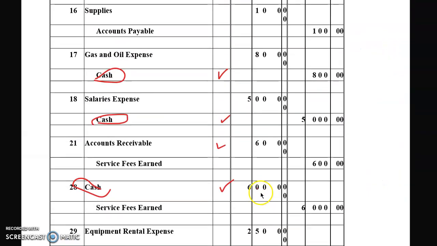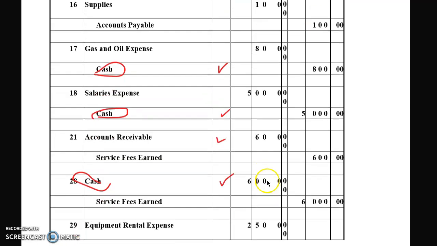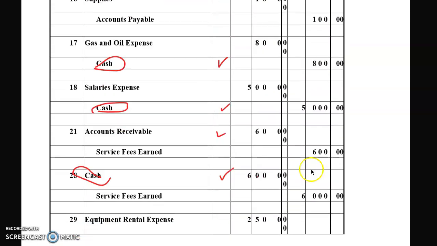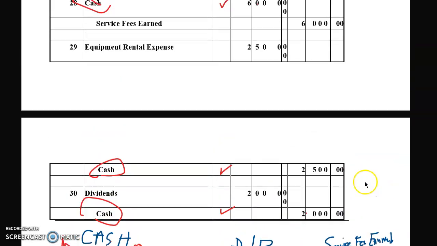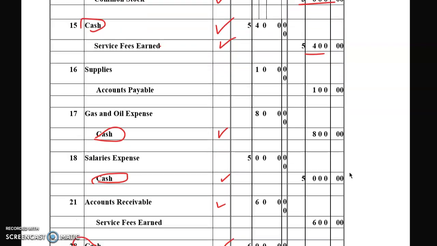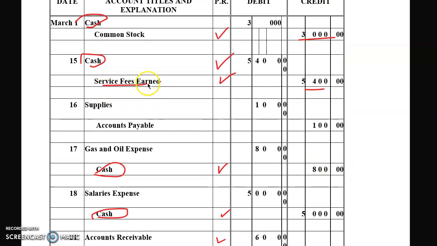Let's do service fees earned, which we haven't done a credit yet. So service fees earned, here's one. 5,400, and we write it down there. Do one at a time, and then really I like to write it down and then come back and check it off. And then that's service fees earned.